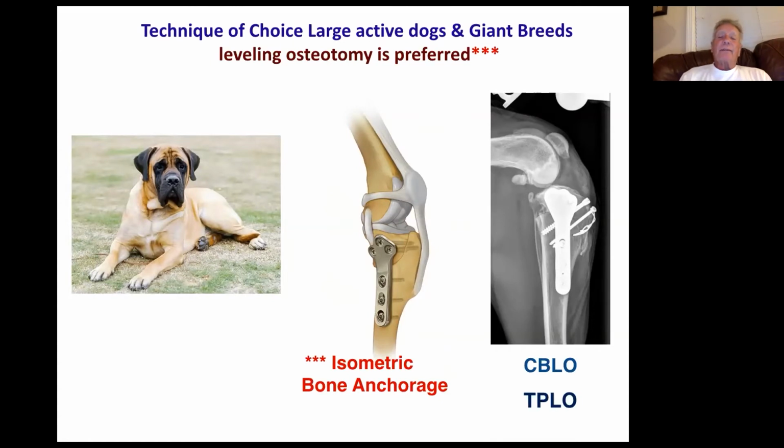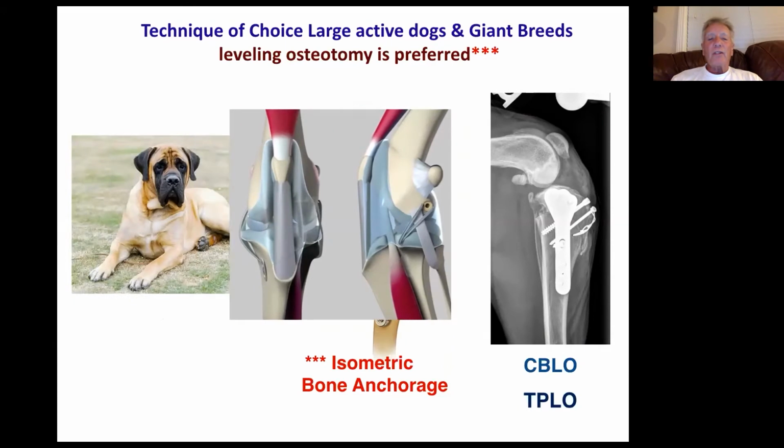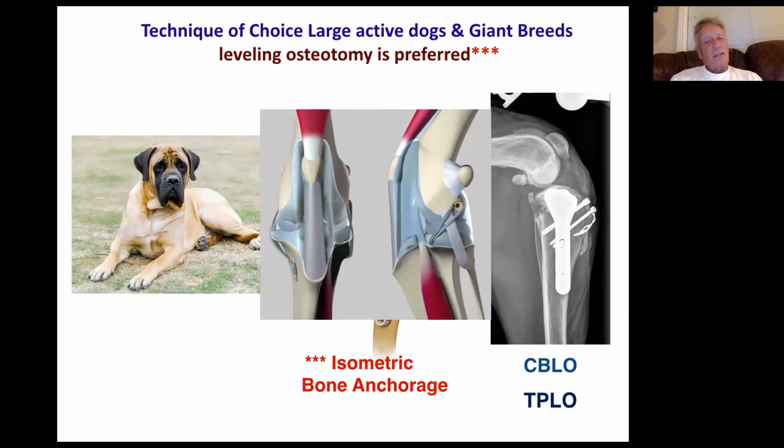So let's go through some of the different scenarios here. The large active dogs in the giant breeds: I think most people are going to prefer a mechanic altering technique, whether it's a CBLO or TPLO. But I will say that with proper execution of the quasi-isometric or isometric points and bone-to-bone anchorage, the extracapsular techniques have worked well in my hands. And when do I do that?